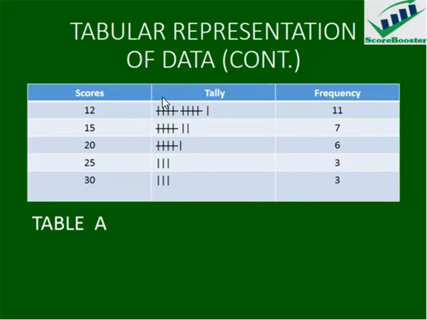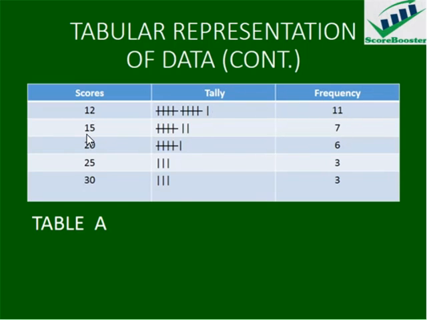Now let's see how we count the tally. We count 1, 2, 3, 4. The fifth one will cross the first 4. It's 1, 2, 3, 4, 5. We start again: 6, 7, 8, 9. The fifth one will cross, that is 10, then 11. This is how to count a tally. So in the frequency, you write 11.